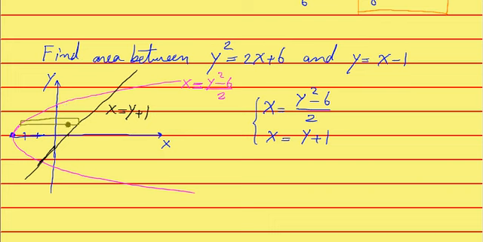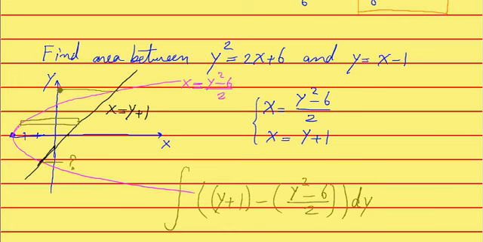Okay, so slicing horizontally, we have a dy for the thickness. Now I have to find the height of it. x at the right is y plus 1. x at the left is this, y squared minus 6 over 2. So this is the length, that's the width. Now I have to integrate. Next challenge is integrate from where to where. So here's a question. Where is the start and where is the end?